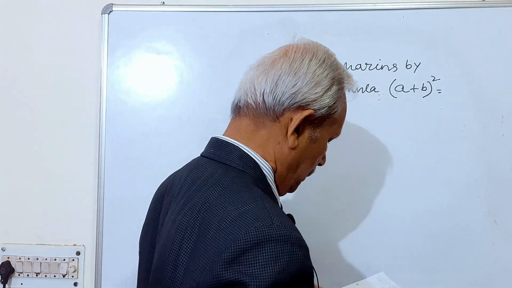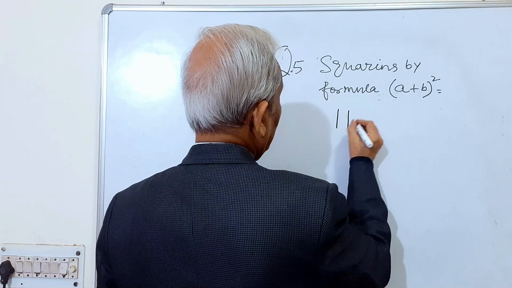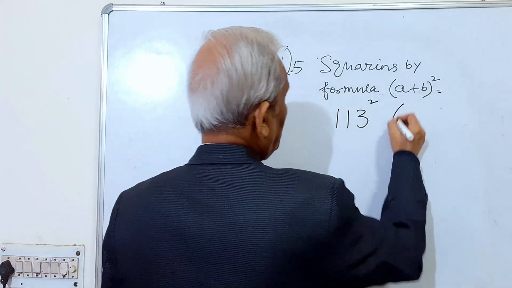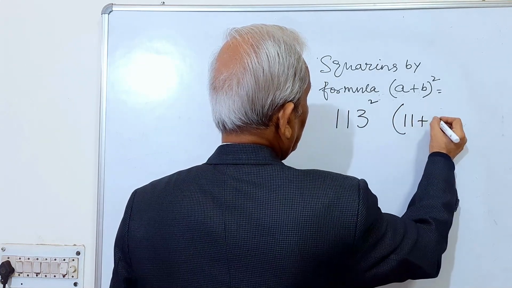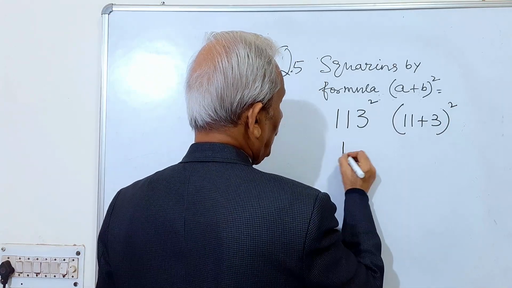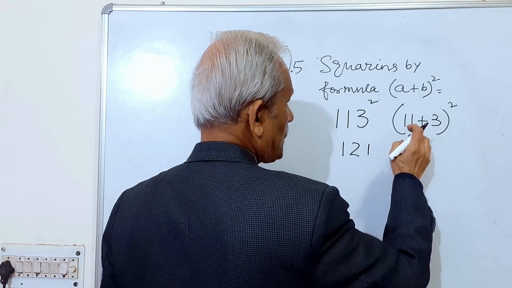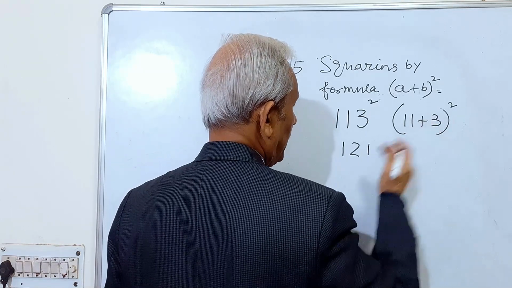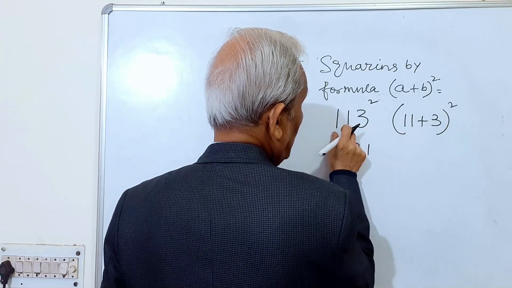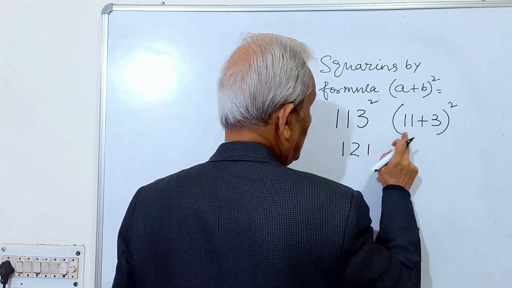88 square. After that, 113 square. 113 square, right? This means we will take it like this, 11 plus 3 whole square. So what we will be doing? 11 square is 121. Then 2 into 11 into 3 is 66. 2 into 11, 22 into 3 is 66. Here again after 11 there is only one zero in this place value. 110 is the place value. So there is only one zero.